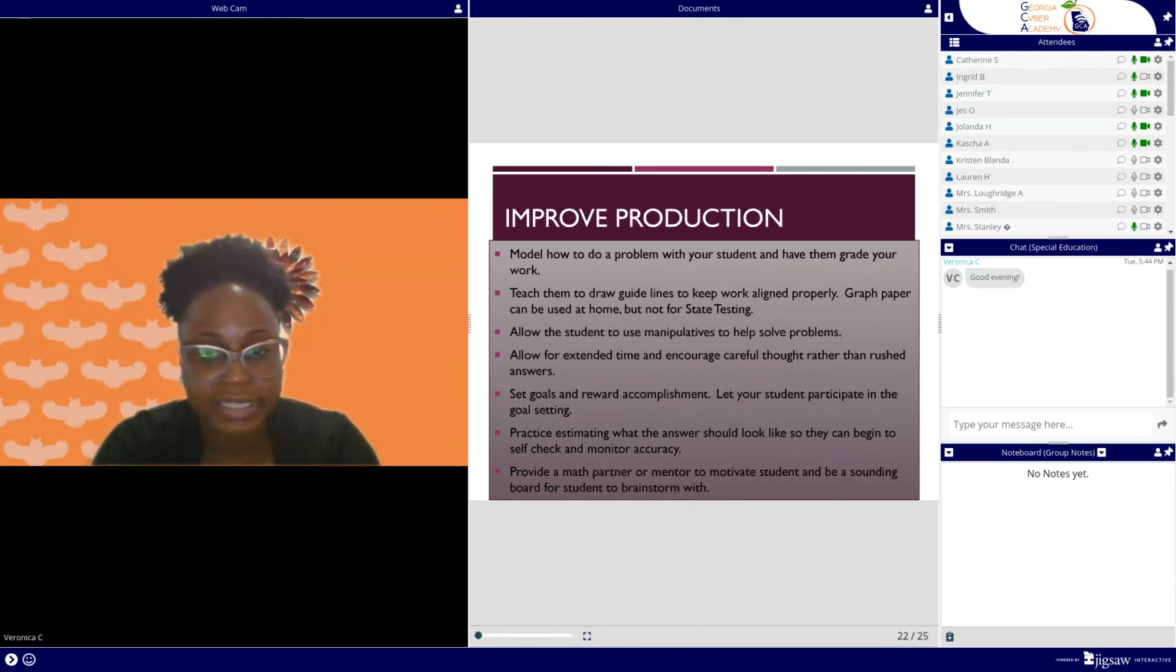Allowing extended time to encourage the child to be thoughtful and to take their time while they're thinking, because sometimes the pressure of a clock can cause anxiety, right? And so we want our students to know, hey, why don't you take your time and understand this until you get it. Set goals and rewards for accomplishment. Practice estimating what the answer should look like and providing a math partner or mentor.